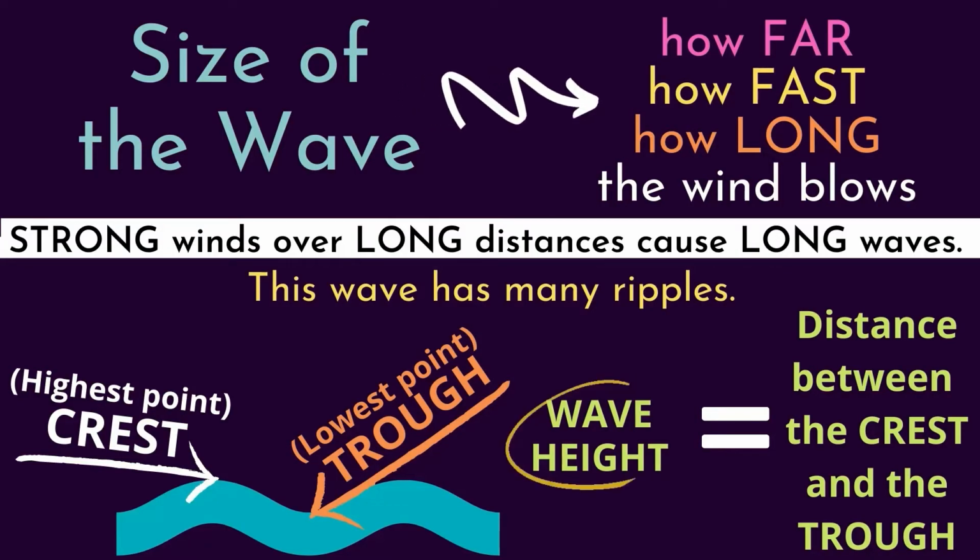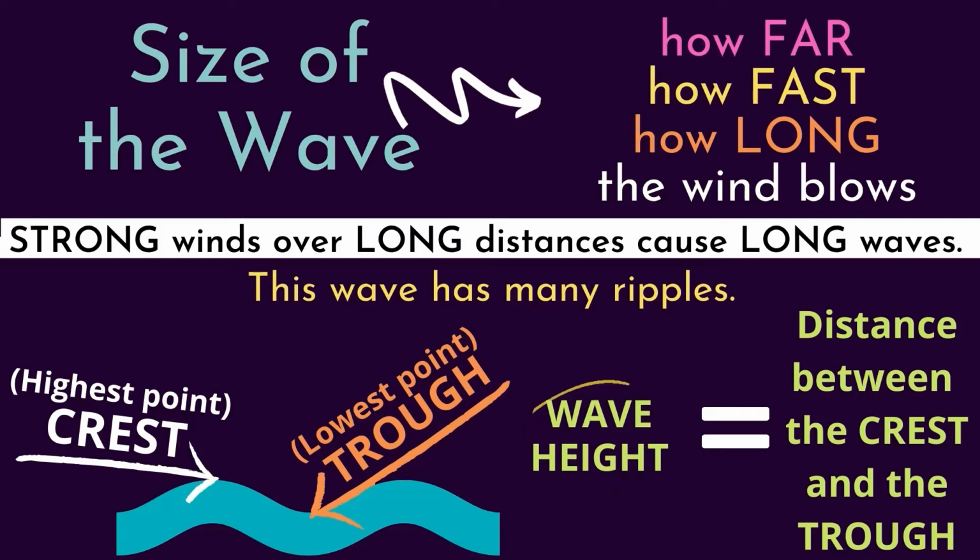What determines the size of a wave? How far, how fast, and how long the wind blows over the surface of water is what determines the size of a wave. So strong winds over long distances cause long waves, and long waves have many ripples.